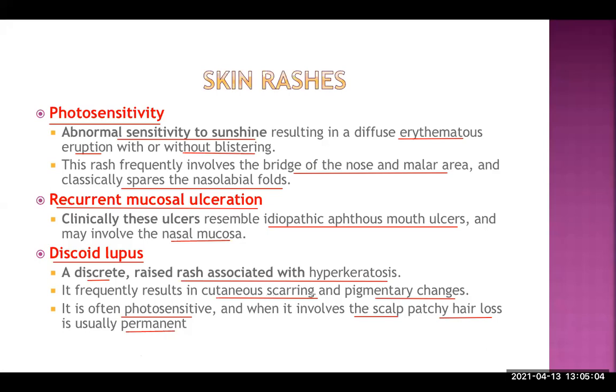So this is cicatricial type of hair loss. Remember when we talk about the topic of alopecia, we divided alopecia into two important types: cicatricial or scarring type of alopecia and non-cicatricial or non-scarring type of alopecia. This is the one which leads to scarring type because of inflammation there.